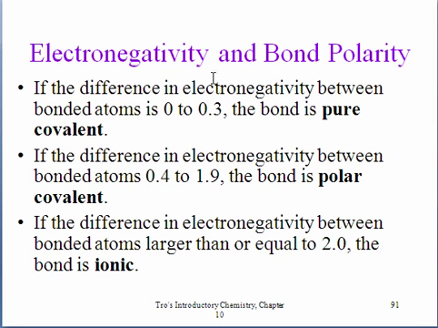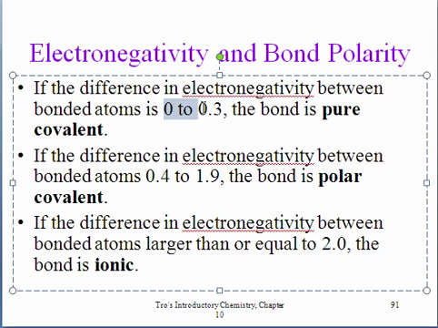And we can use electronegativity to help quantify this continuum. If the difference in electronegativity between two bonded atoms is between 0 and 0.3, then the bond is considered to be pure covalent and non-polar, no separation of charge. If the difference in electronegativity between the bonded atoms is between 0.4 and 1.9, then it's polar covalent. So this is a polar bond.